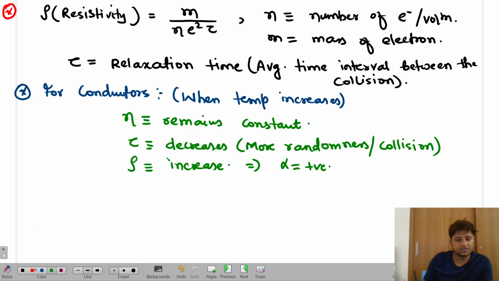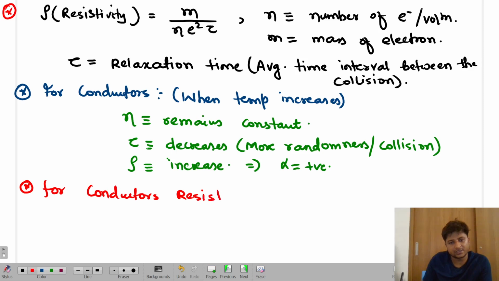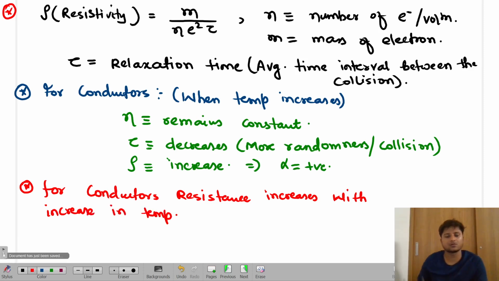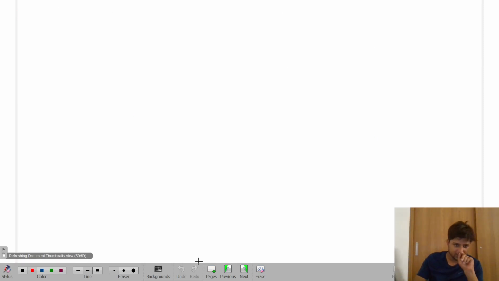So we can say in simple terms that for conductors, resistance increases with increase in temperature. Is that clear? Okay. Second case is for our semiconductors, isn't it?